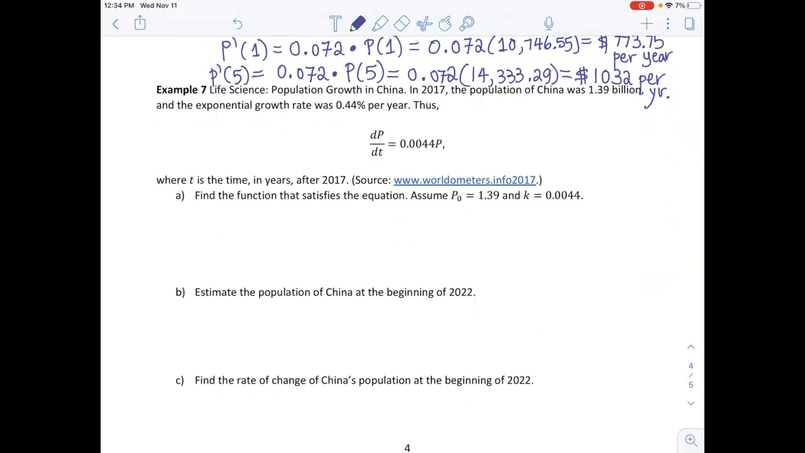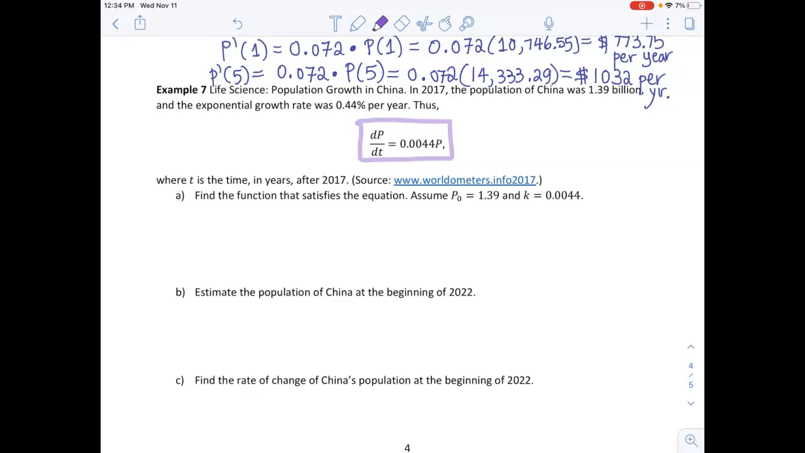And another one similar, and this one will be my last example for this video. This is going to be a shorter one, but that's okay. Life science, population growth in China. I know they are growing. In 2017, the population of China was 1.39 billion. Oh, and the exponential growth rate was 0.44% per year.